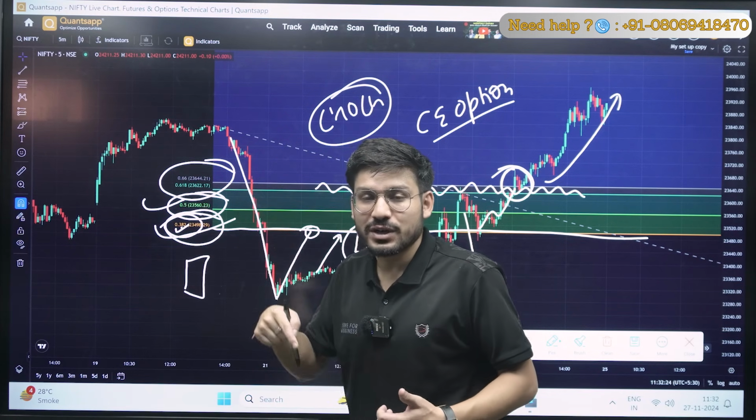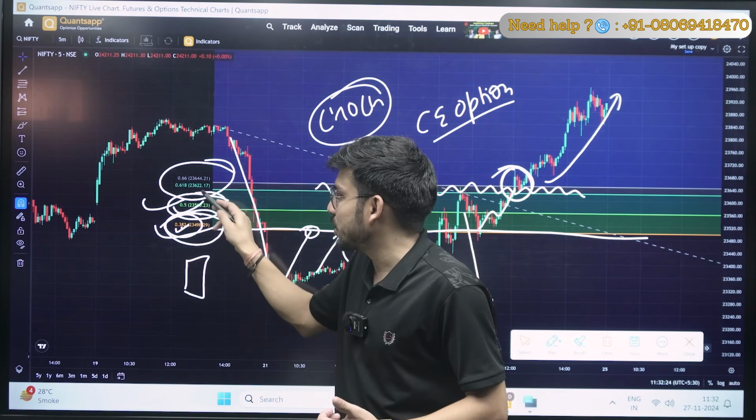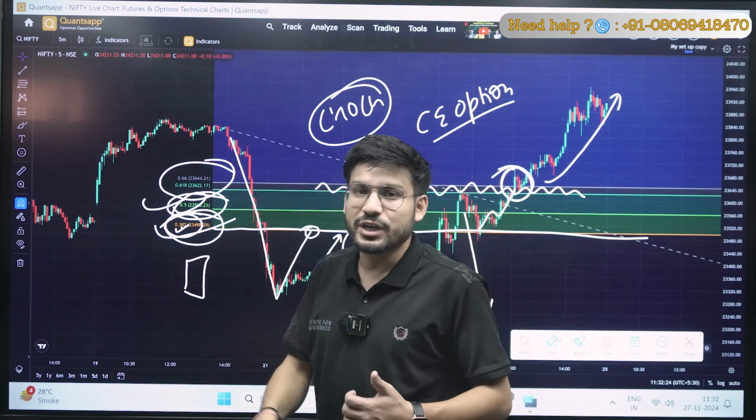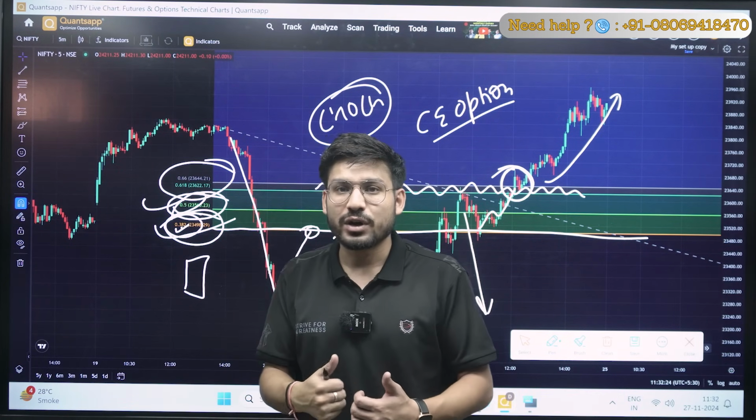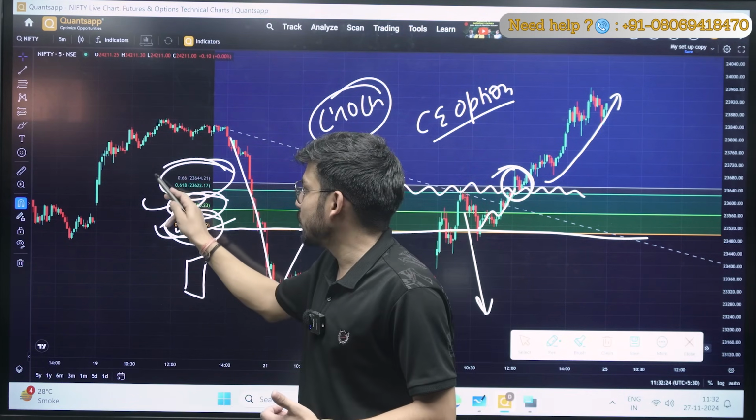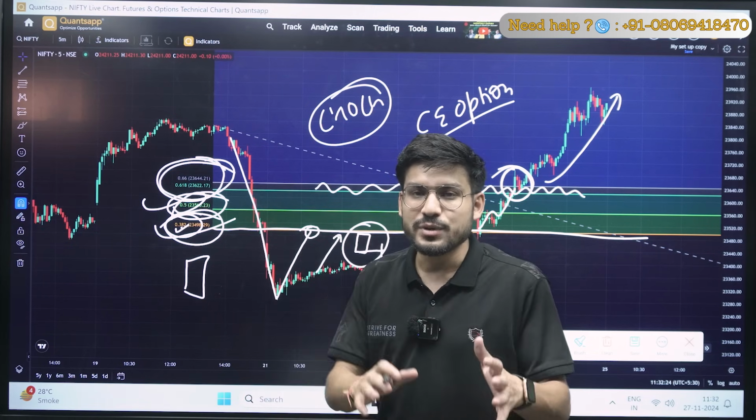So that is the condition for scalpers. Scalpers can be active at this point, 0.5, but the day traders who want to hold their trades for a little more duration have to wait for the market to come to this level, right? I hope the concept is clear.